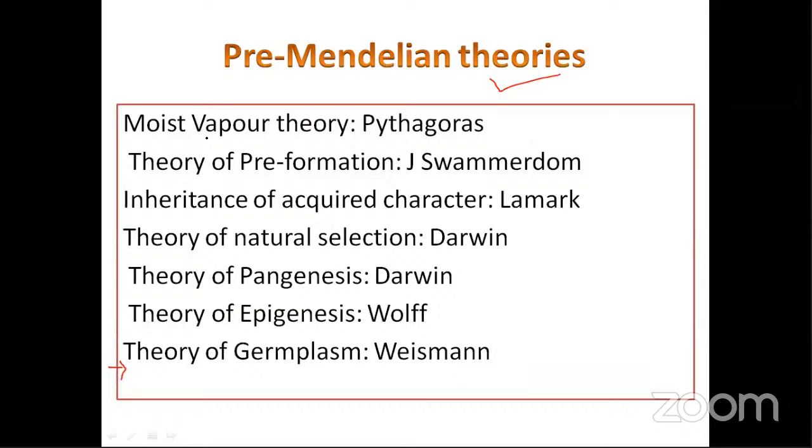The first one is the moist vapor theory, which was given by Pythagoras. He believed that some sort of vapor ultimately gives rise to the progeny. That is a very vague kind of theory that was very soon eliminated by scientists. Then the theory of preformation was given by Swammerdam. There he said that some sort of previously formed organism will be there. That is not the case either. Here you just need to know who has given the particular theory.